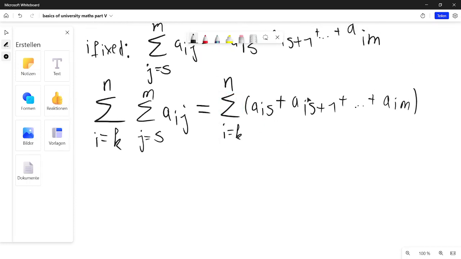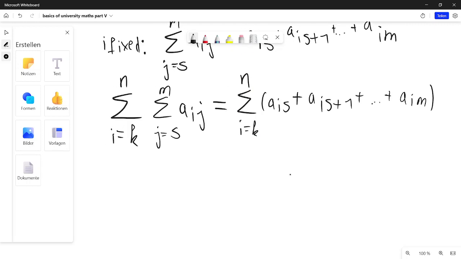Where this I is fixed, now we are trained a little bit to think in black box fashion. That is, now for each I a black box, and then we look into the black box. And when we look into the black box, this I becomes the current value of I in this running, for example, K and so on. And so what we actually get is the following thing. A_KS plus A_K,S+1 plus ... plus A_KM.